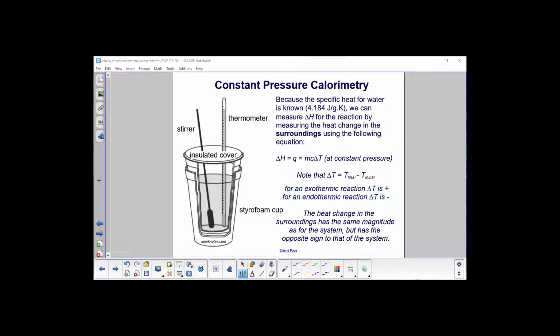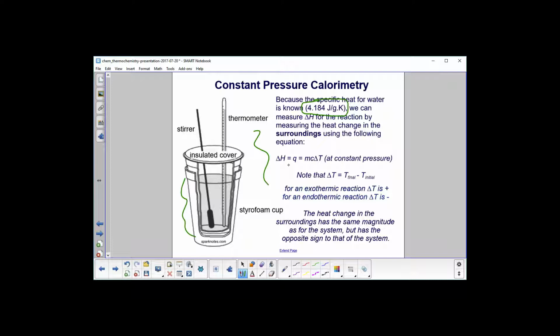Now, the answer tab on the previous slide cut right to the answer without telling you how we got there. So now let's fix that and tell you what we did. We know the specific heat for water. It is 4.184 joules per gram Kelvin. We can measure the change in enthalpy for the reaction by measuring the heat change in the surroundings, okay? Here's all your surroundings here, using the following equation.